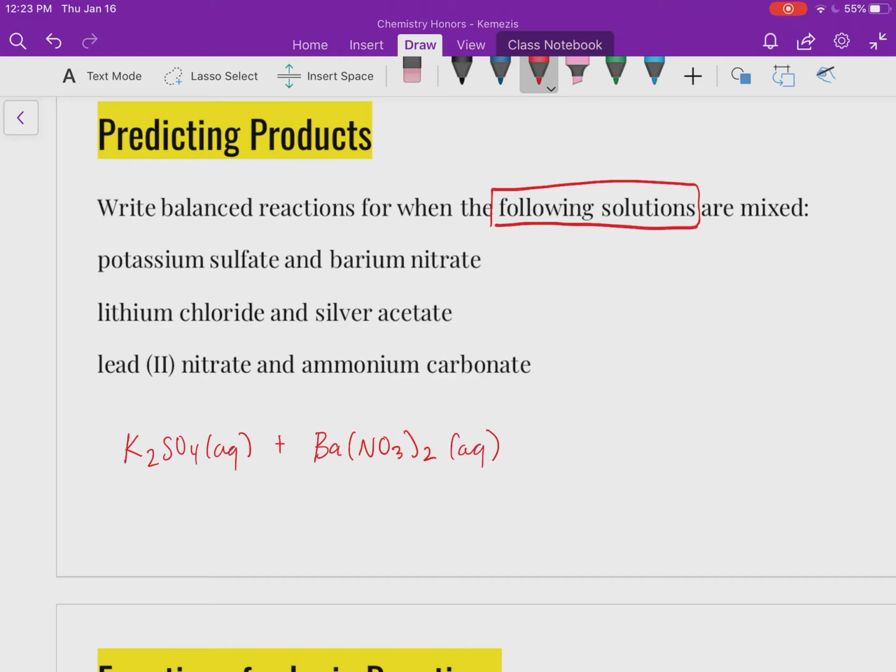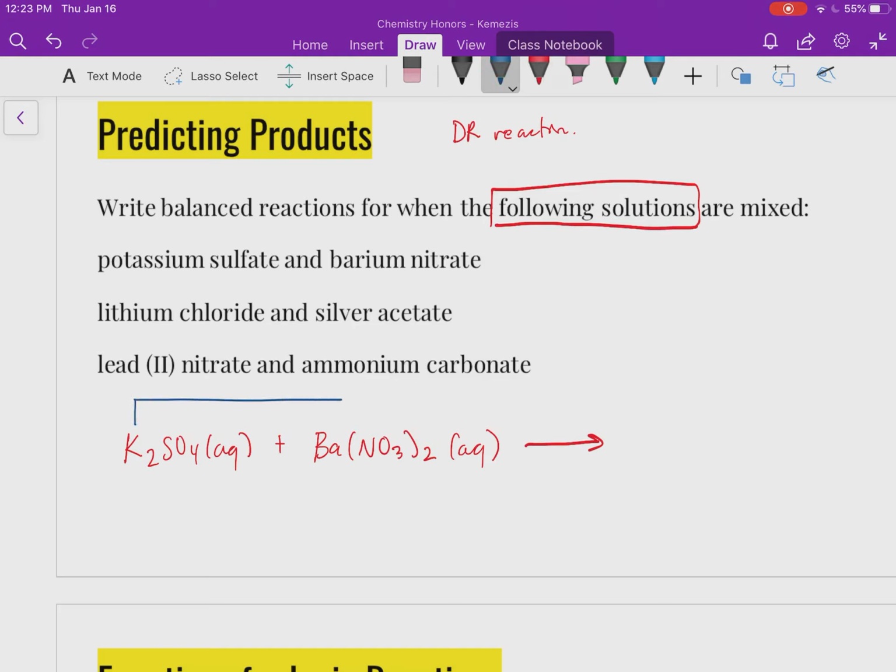And again, these are both aqueous because they're solutions that are mixing. And what we need to do, in order to predict the product, is recognize this as a double replacement reaction so that we can help form our new compounds. And once we have our new compounds, we can try to figure out the states of matter.